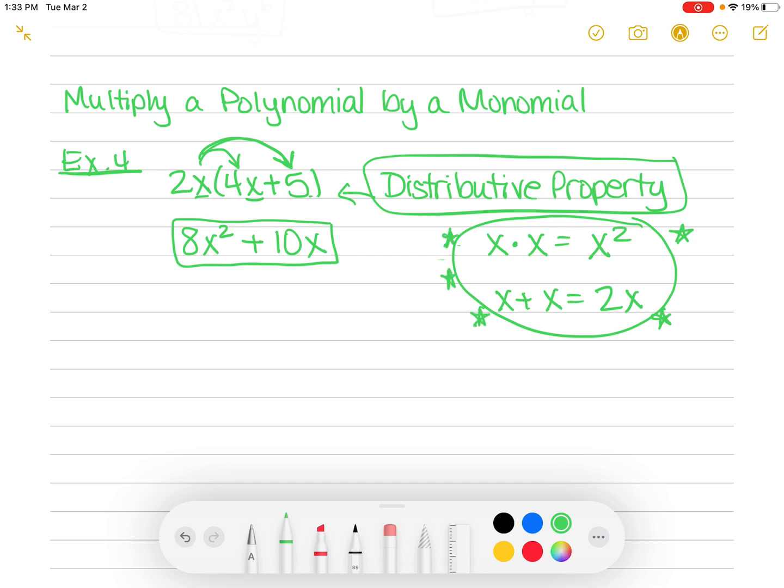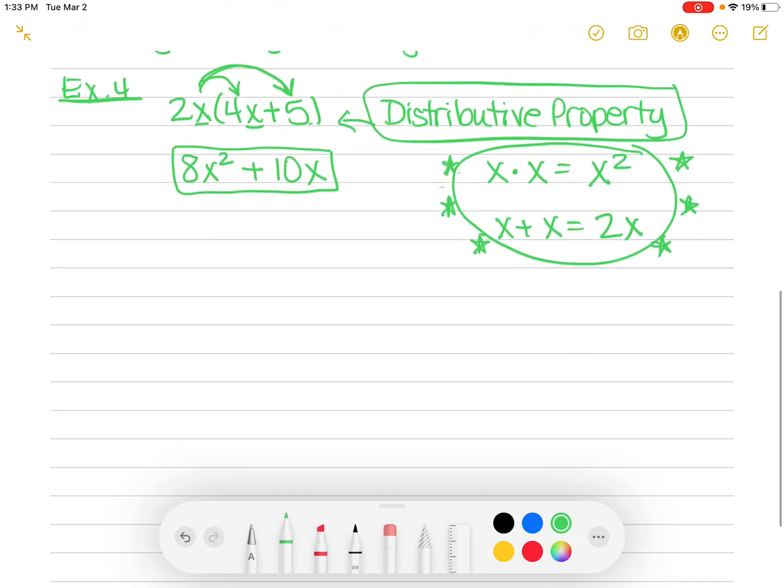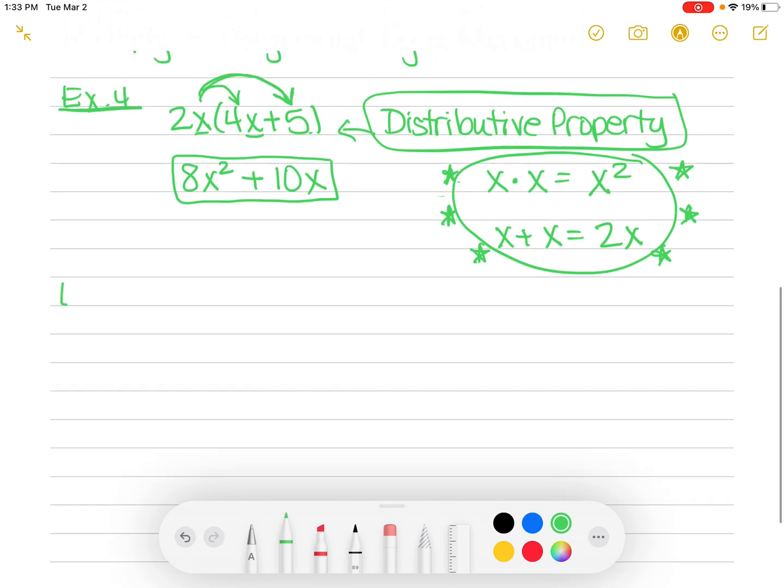Well, that you've been taught. Okay, so let's move on to example 5. I'm going to write it out, and then you're going to pause and solve it on your own. Okay, so we have 3x times x squared minus 7x plus 8.